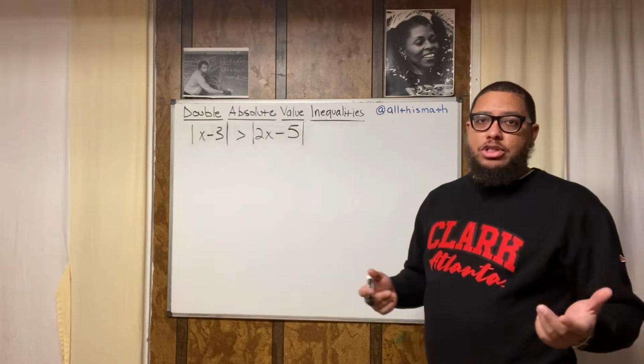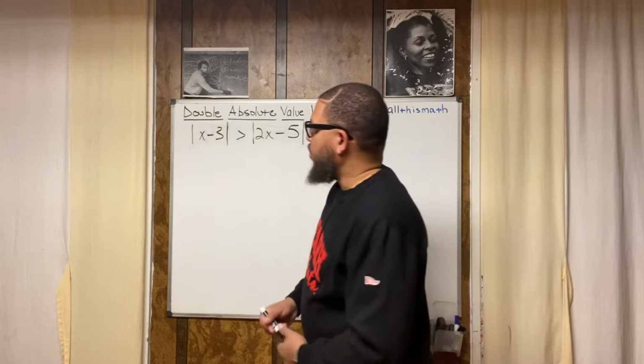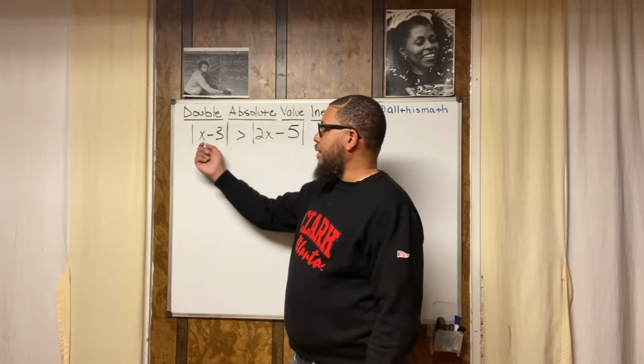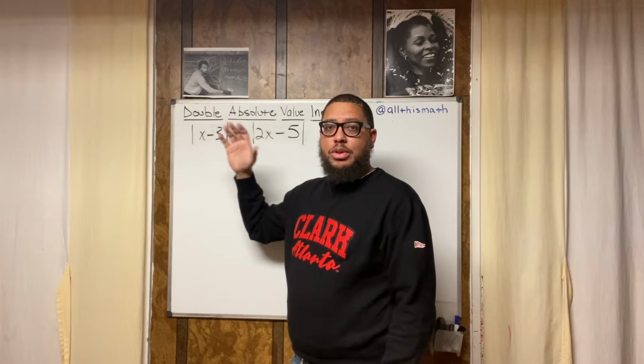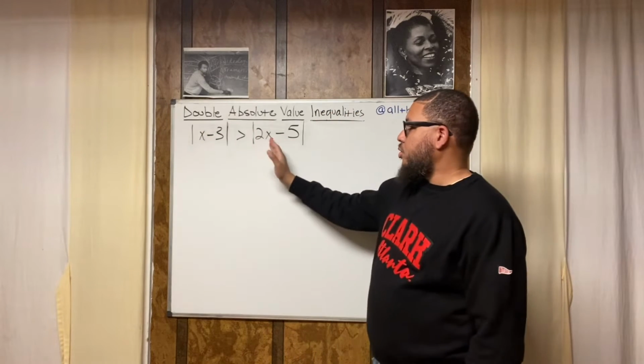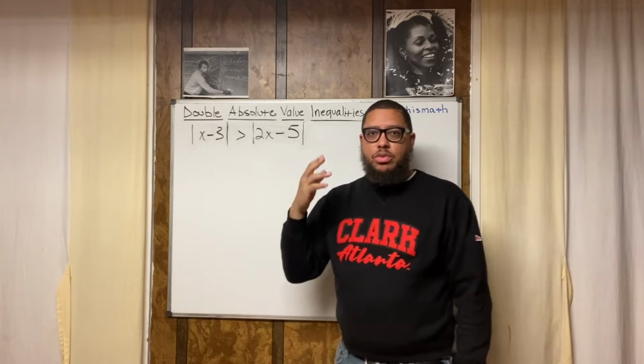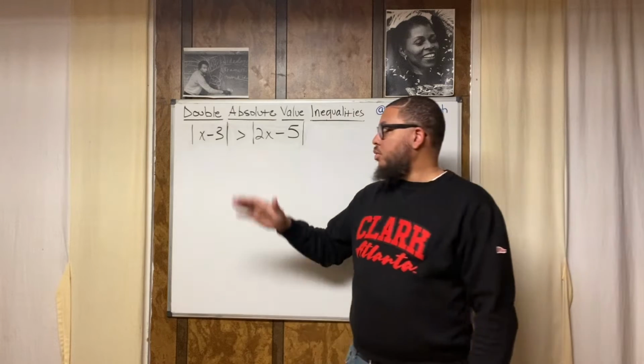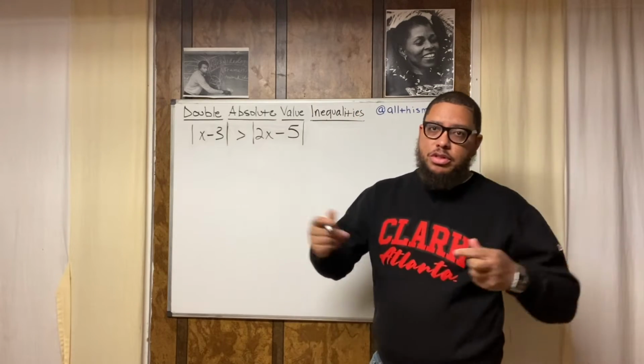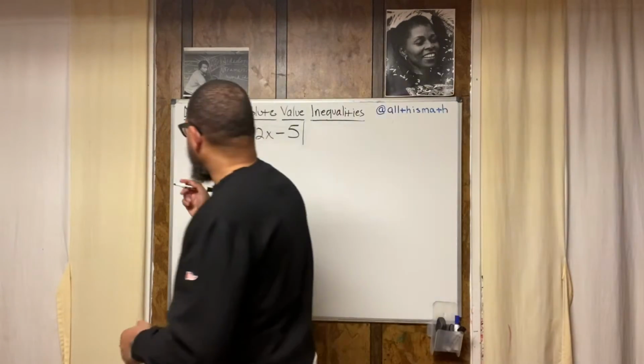We first got to find our turning points, right? The turning points are the values for x that are going to make the expression in the absolute value equal to 0. All right. And also here. So we set up two equations. We do x minus 3 equals 0, and we do 2x minus 5 equals 0. That's going to be our first step. All right, so let's do that. Let's find our turning points.